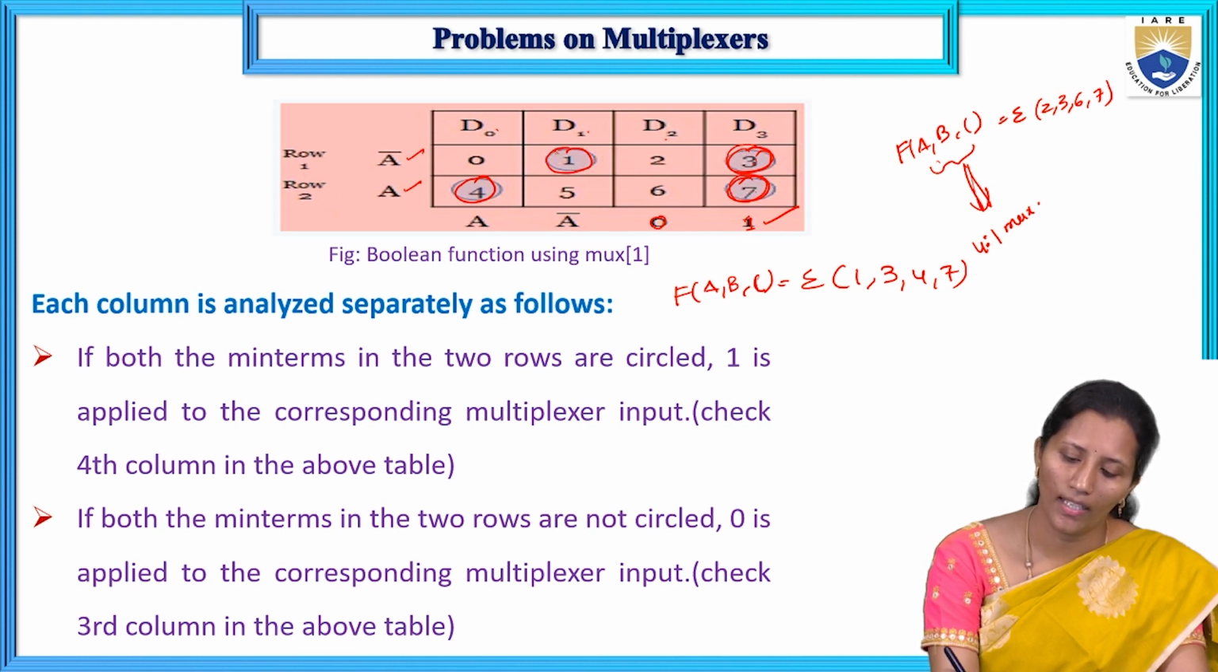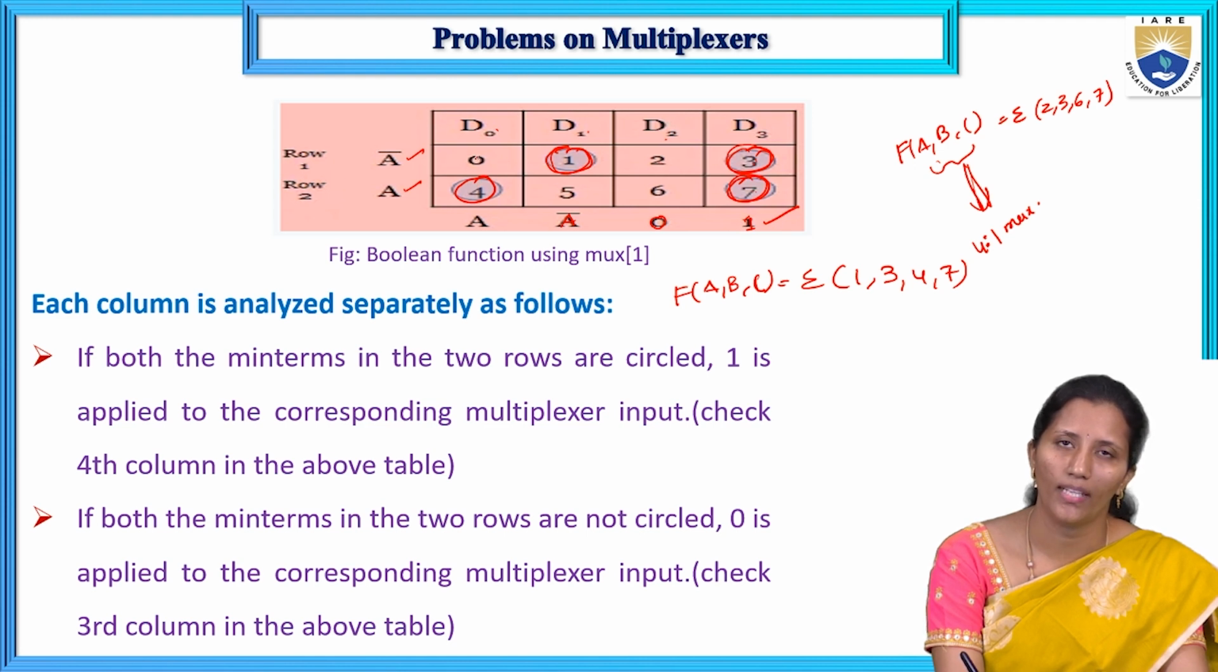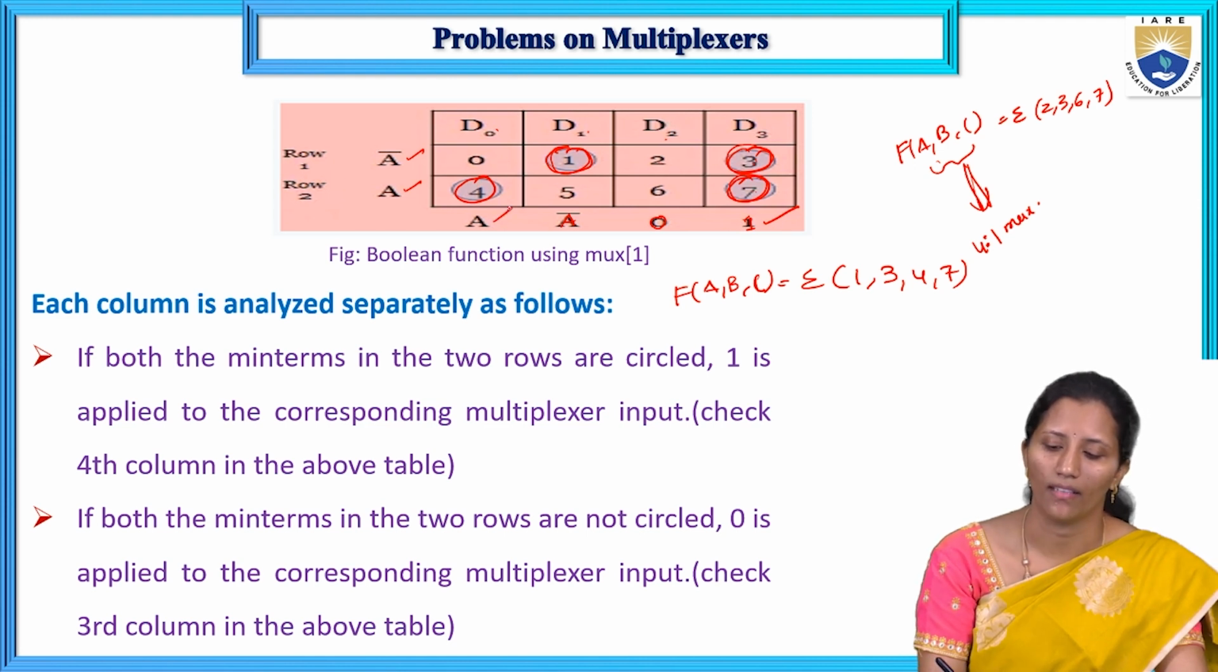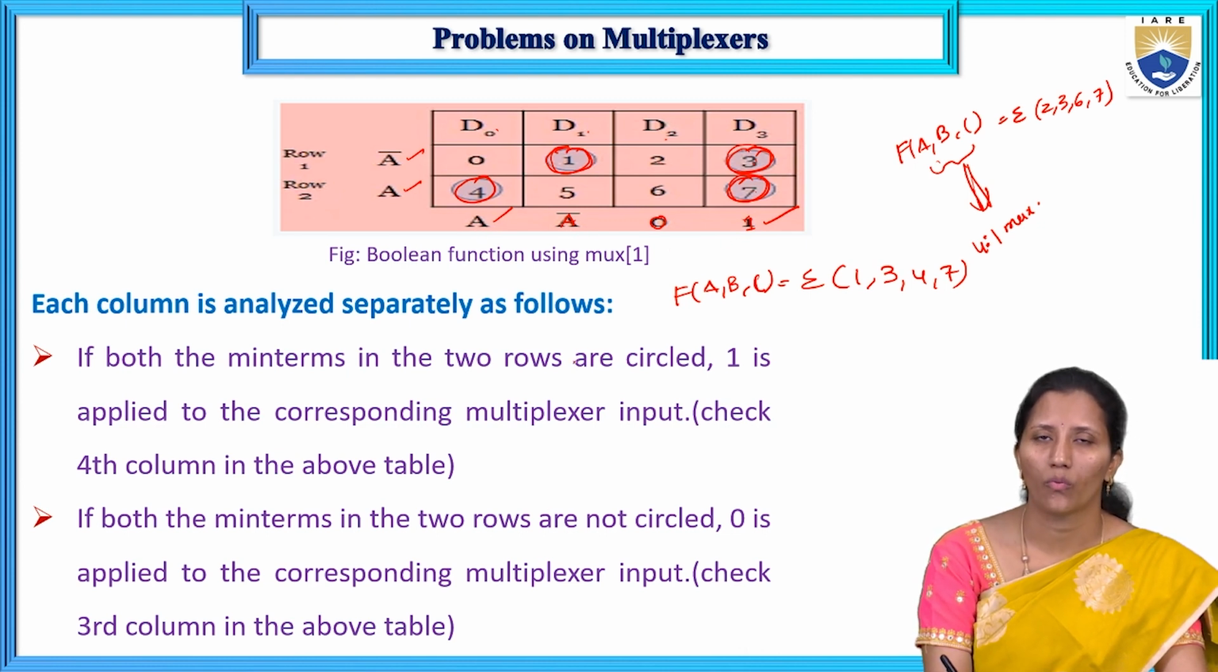If row 1 is circled and row 2 is not circled, that is A bar, the complemented one, is circled and A is not circled, then we have to write A bar. Row 1 circled means we write A bar. If row 2 is circled and row 1 is not circled, we have to write A. So these A bar, A, 0, 1 are the 4 inputs for the 4:1 multiplexer.